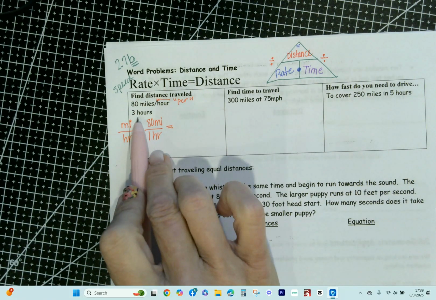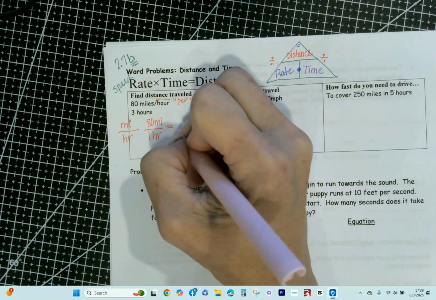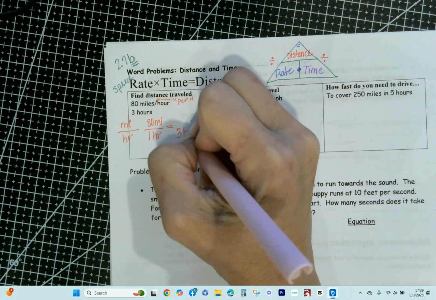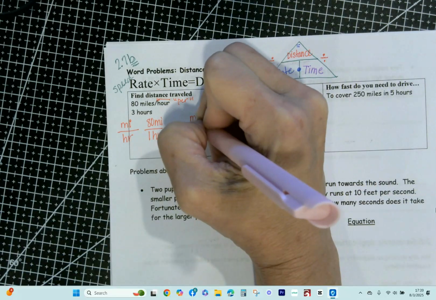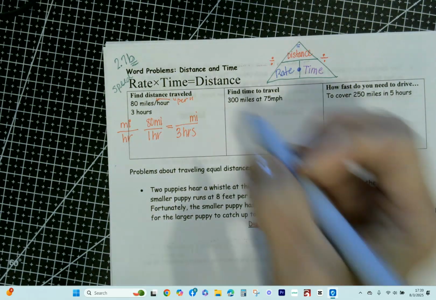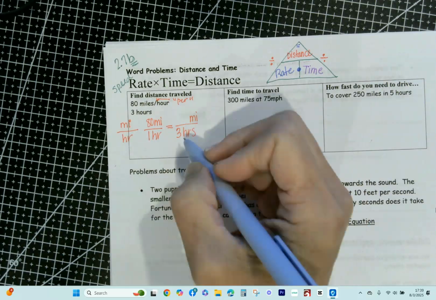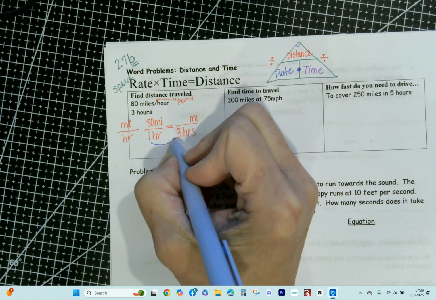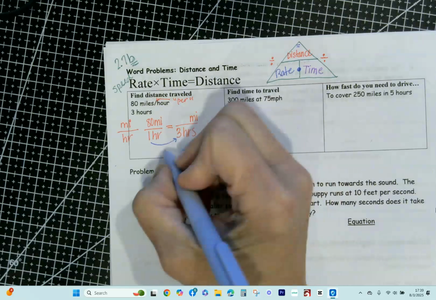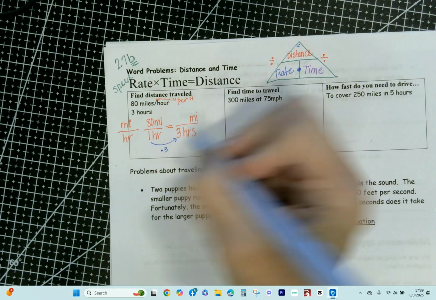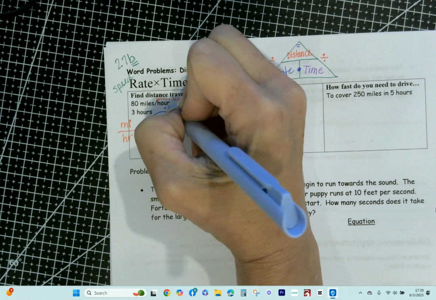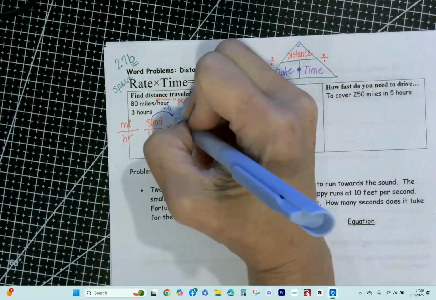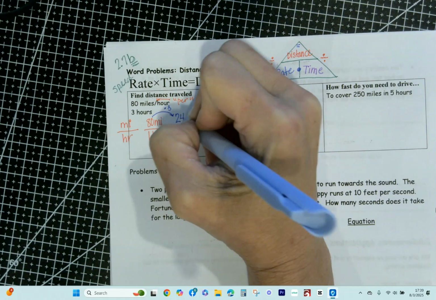We're wanting to know how far we can go in 3 hours. So here's 3 hours. And we want to know how many miles that is, right? So let me ask you this. 1 into 3, I can multiply by 3. So 80 times 3. When I do that, I get 240 miles.